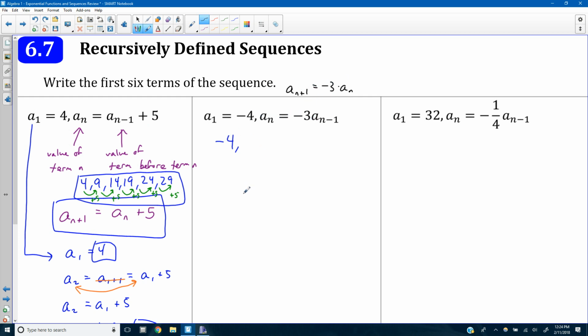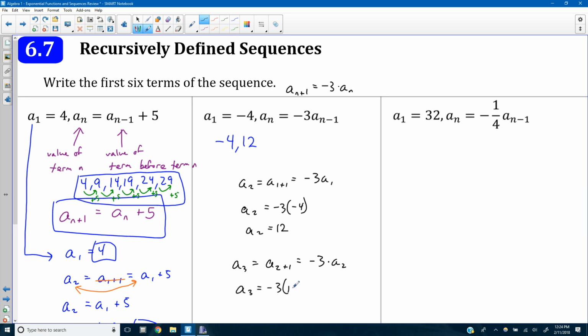So, again, to find the value of the second term, I'm going to take the value of the first term, the 1 plus 1 right there, and multiply it by negative 3. So a sub 2 is going to be negative 3 times the first term, which is negative 4. So a sub 2, therefore, is positive 12. Then to find the third term, the term after a sub 2, I'm going to take negative 3 and multiply it by a sub 2. So a sub 3 is negative 3 times 12, which is negative 36.